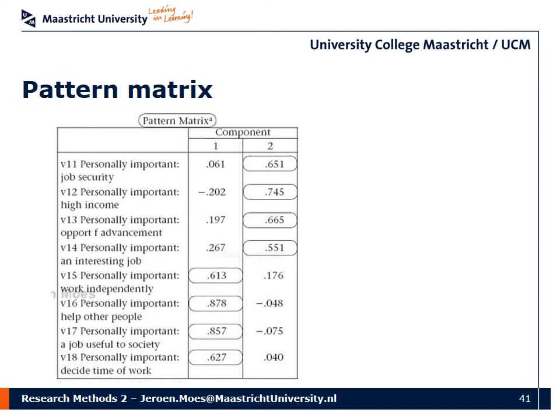So you see in the left column there's actually the bottom set of variables: personally important, work independently, help other people, job useful to society, and the decided time of work. That's component 1, right? It's in that column. And then on the right we have component 2, where the people say it's important to me to have job security, a high income, and the opportunity for advancement and an interesting job.